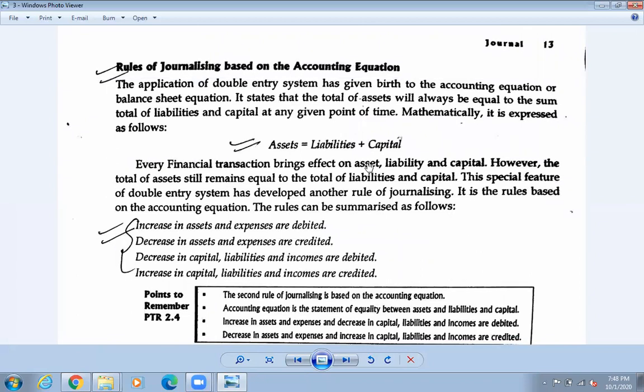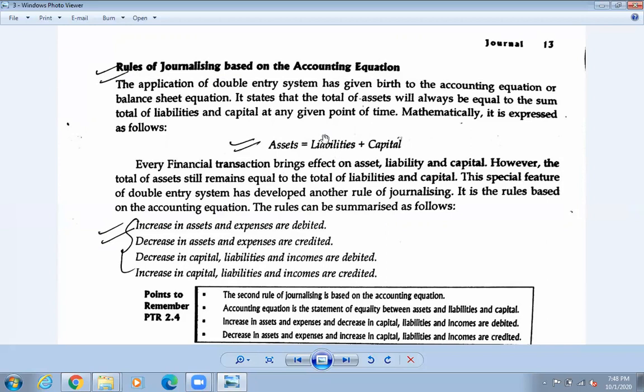Then after that, you need to write down this formula. So write down this first, then this second, then after that, the rules can be summarized as follows. These are the rules, and these rules can be summarized as follows. So increase in assets and expenses. So what is here? This is the assets. Okay, so this is the debit side. This is the credit side.